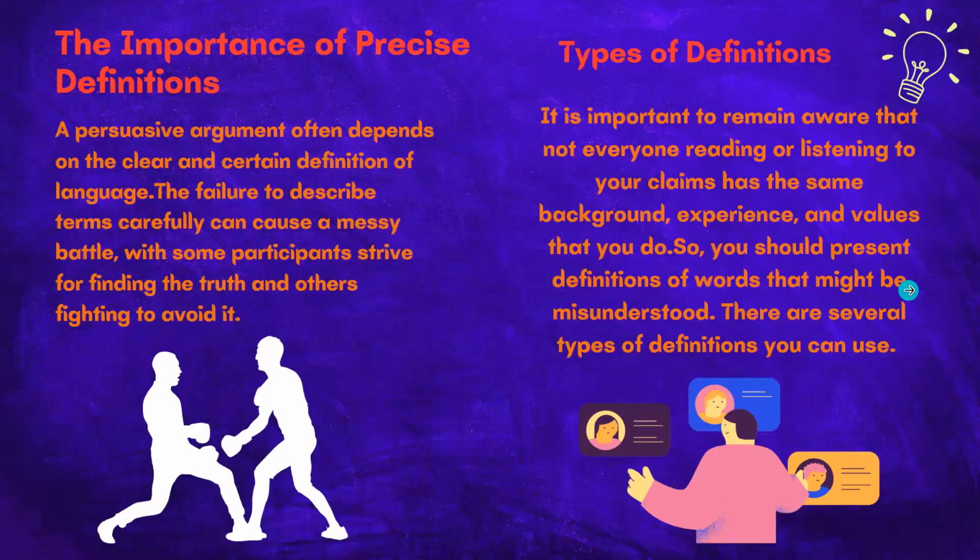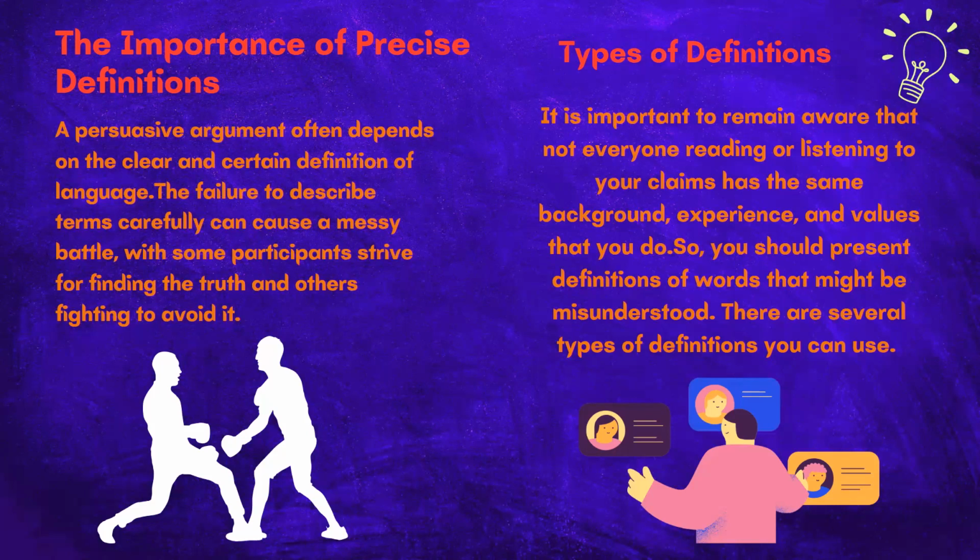And let's move on. The importance of precise definitions. A convincing argument often rests on a clear and certain definition of language. The failure to define terms carefully can result in a massive battle with some participants struggling to find the truth and others fighting to avoid it.